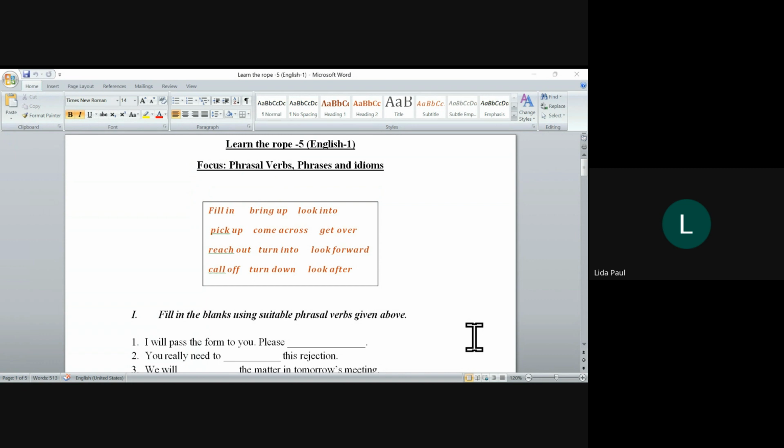Okay, say something like look after that. Yeah, pick up, right? Look at an example like pick up. What's the meaning of the phrasal verb pick up?